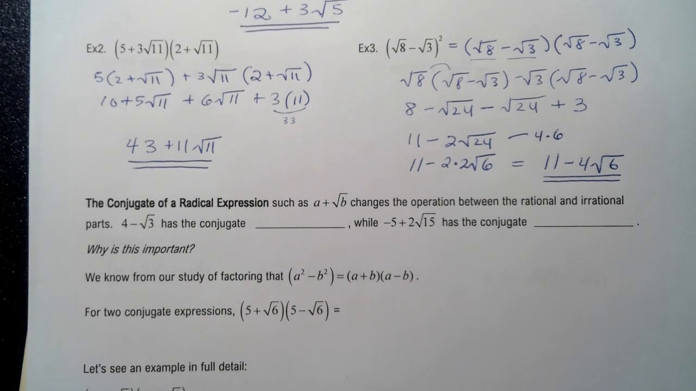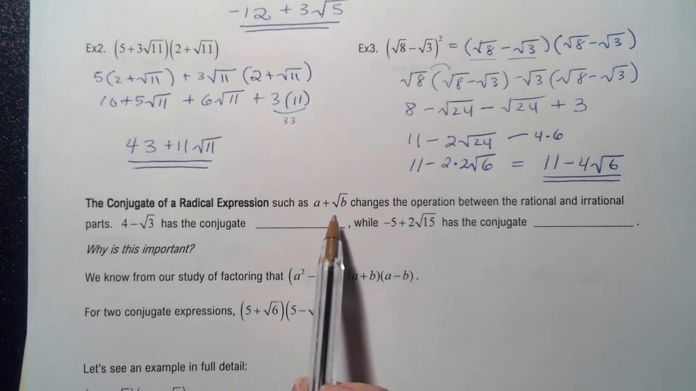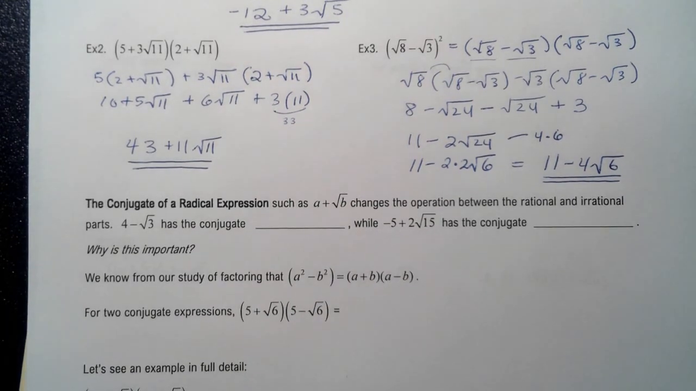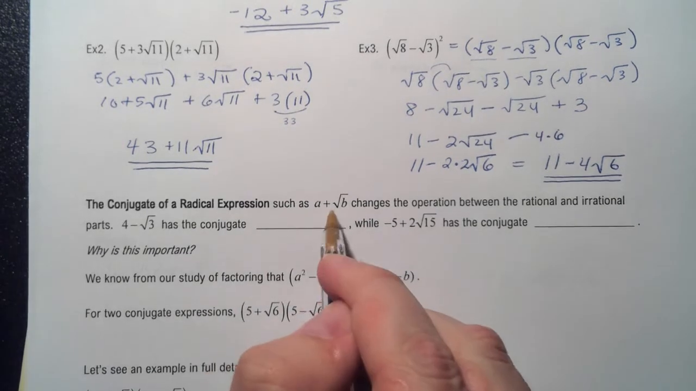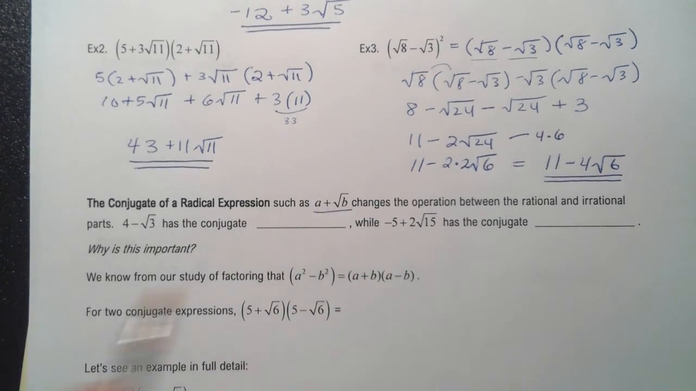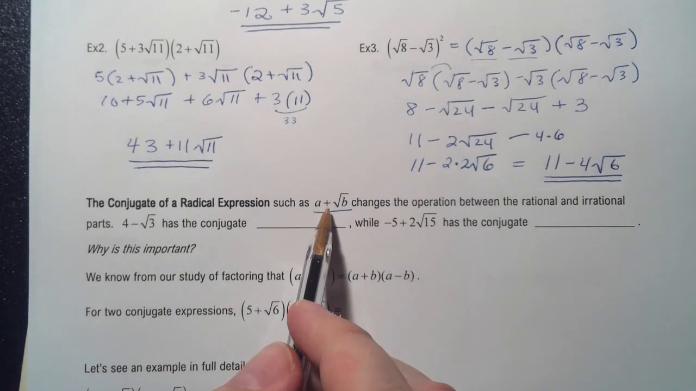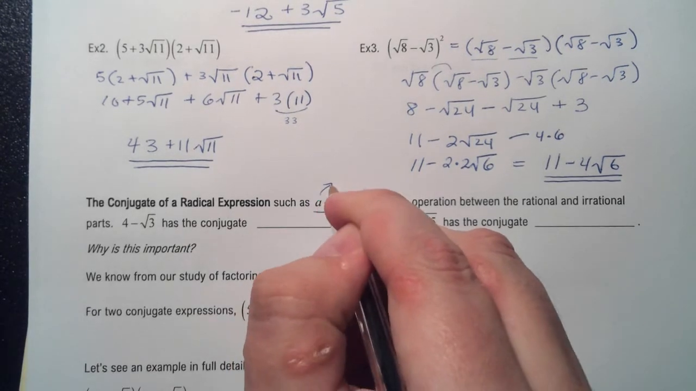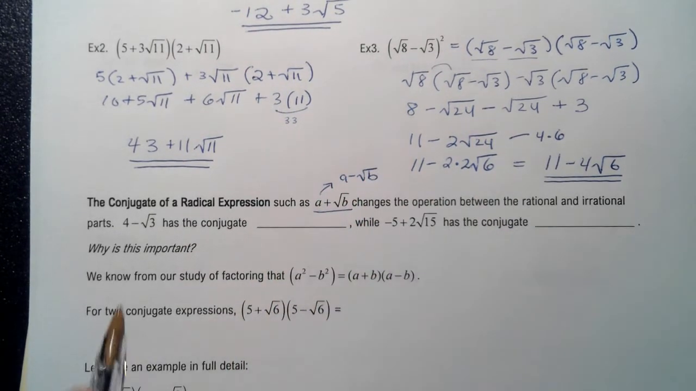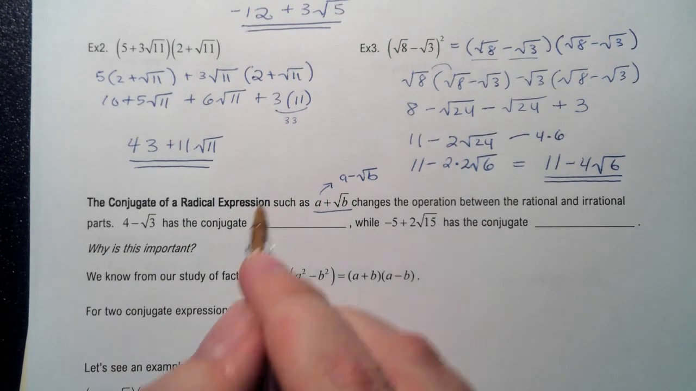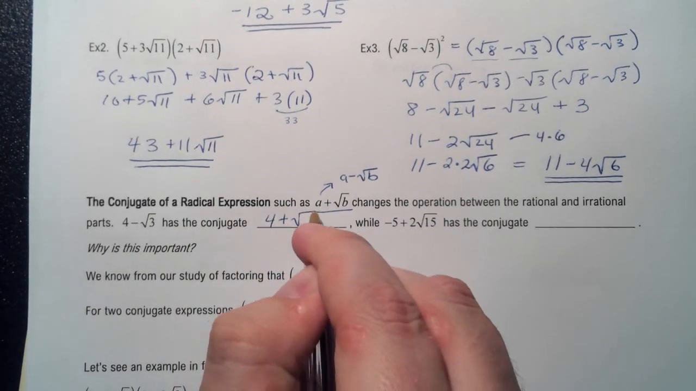Now, discussing this topic, there's also something that comes along with it. We discussed this in polynomials, and we really saw it when we talked about quadratic formula first. If I have an expression involving some type of radical, a plus the square root of b, its conjugate means I take this expression, and what I'm going to do is just change the operation between the rational and irrational parts. So a plus the square root of b would have as its conjugate a minus the square root of b. 4 minus the square root of 3 has as its conjugate 4 plus the square root of 3.